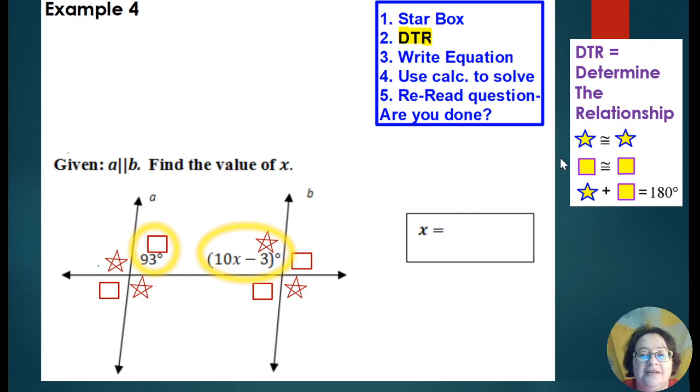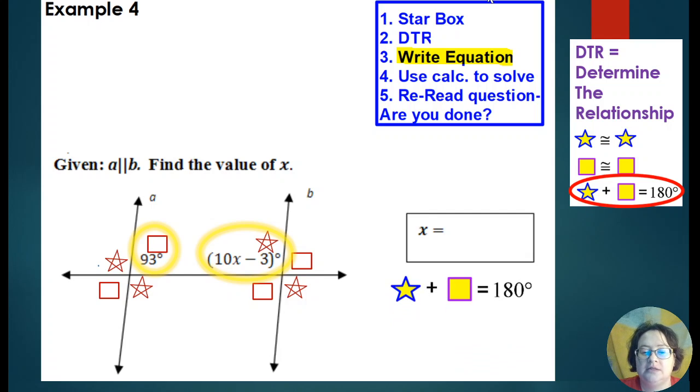So I have star and a box. So star plus box equals 180. Next, I'm going to write out my equation. I'm going to start by writing out star plus box equals 180. First, I'm going to replace my star with the star, which is 10x minus 3. And it's plus box, so plus my box, that's 93, equals 180.